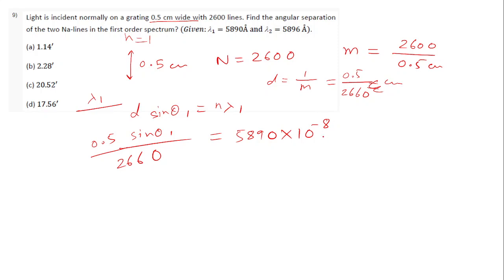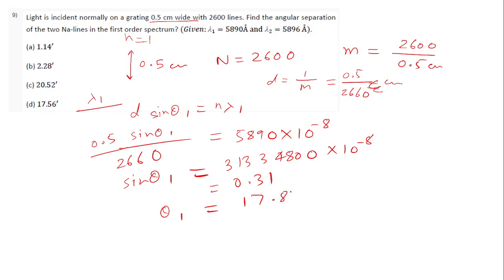So in centimeter it will be 10 to the power minus 8. From here I'll get sine theta 1 is equal to 5890 multiplied by 2660 divided by 0.5. This is 31334,800. When I take care of this and the 10 to the power minus 8, it will be 0.31 something. So theta 1 will be 17.835 degrees. We'll have to use a calculator for this.